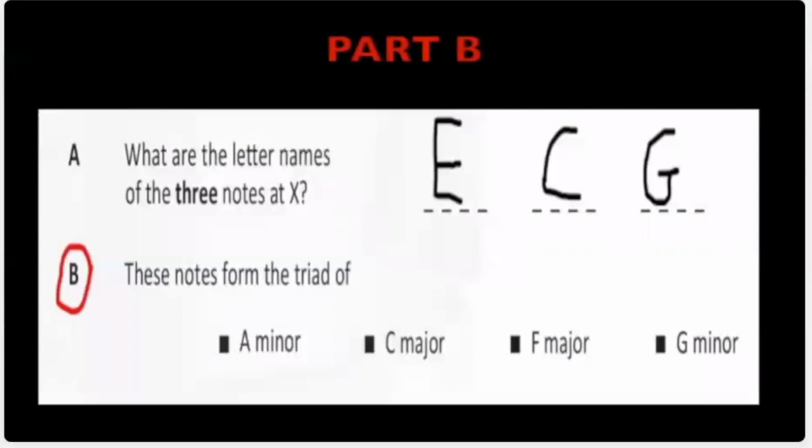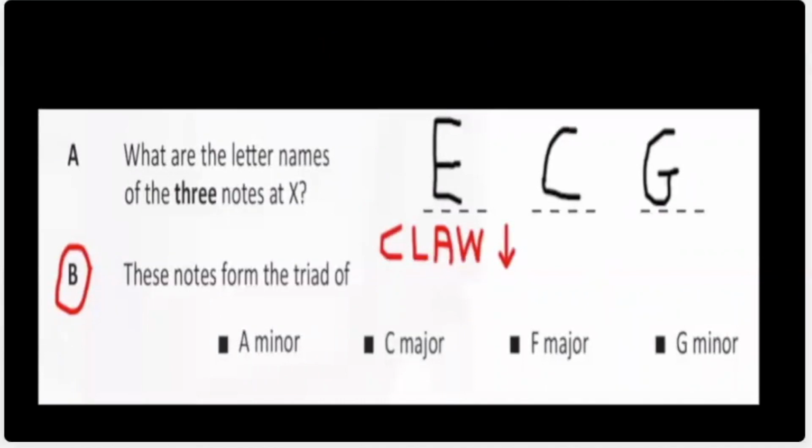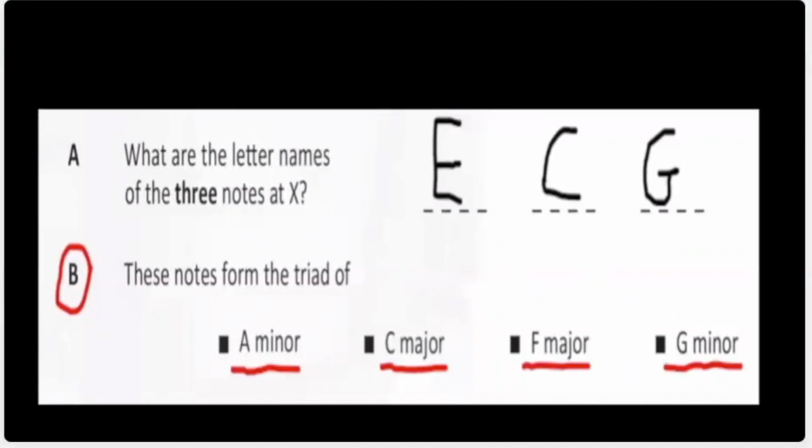Part A in this question forms the answer for parts B, C, and D. When we read part B, we'll be asked to make a triad based on the notes from part A. This is where we use our claw method to make our chord. In part B, I have underlined the four chords or triads they are asking for. One of these will match up with part A, and that will be your answer.